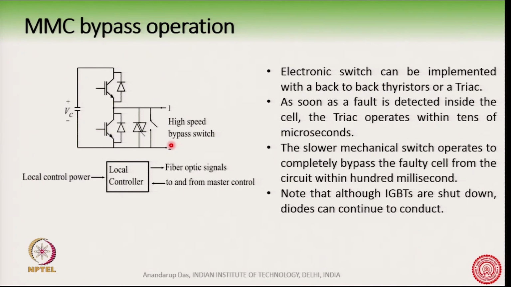So, you will see that those two terminals are available, and you will also see fiber optic signals going into the cell, and those are the fiber optic signals through which the local controller communicates with the master controller. Of course, it has to be fiber optic because the potential of this cell can be several hundreds of kilovolts as compared to earth.